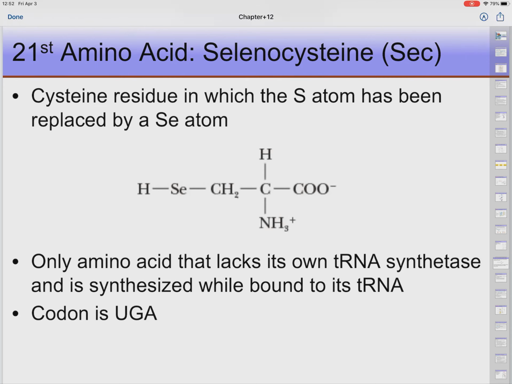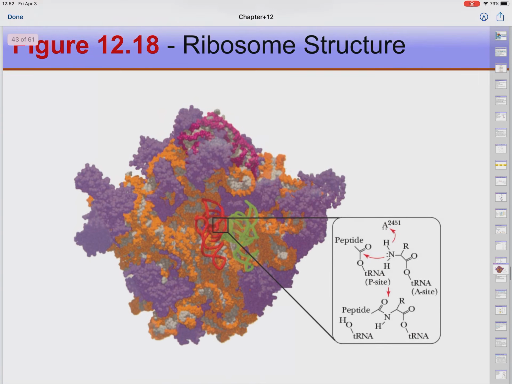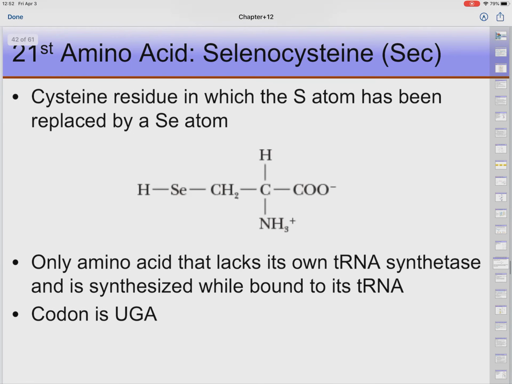This one's a little neat. Let's see, do I have another slide here? I don't think I have another slide. Yeah, no, okay. So what actually happens with this one, it's normally a cysteine, a cysteine would have an SH here. And so instead, it's got a selenium. So the selenium has replaced the sulfur.